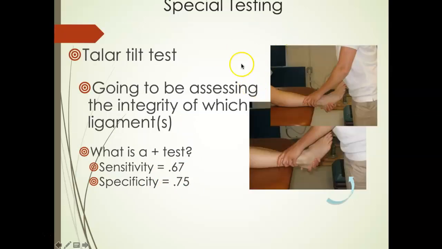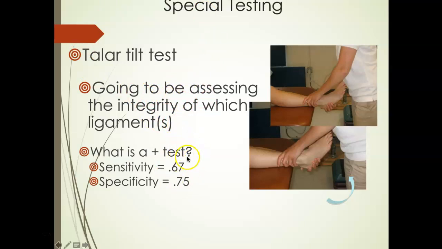Moving on, the next special test is the talar tilt test. Some may call it the inversion talar tilt test because it describes the direction in which the clinician will be driving the foot as they test the actual ligament itself. So in this particular case, because it's an inversion talar tilt test, we are going to be assessing the integrity of the calcaneal fibular ligament, right?